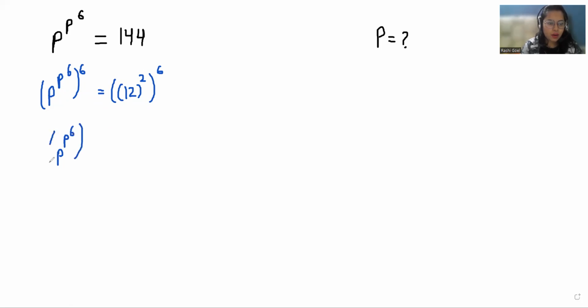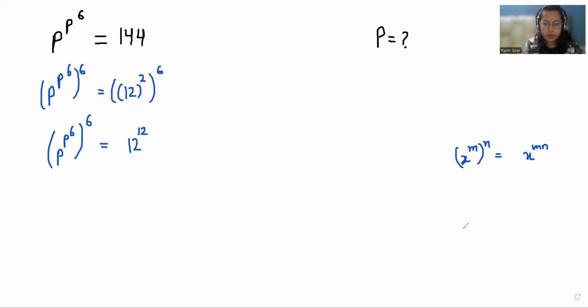is equals to 12 power 12. According to exponent rule, x power m whole power n is equals to x power mn. So we can write it as 12 power 12.